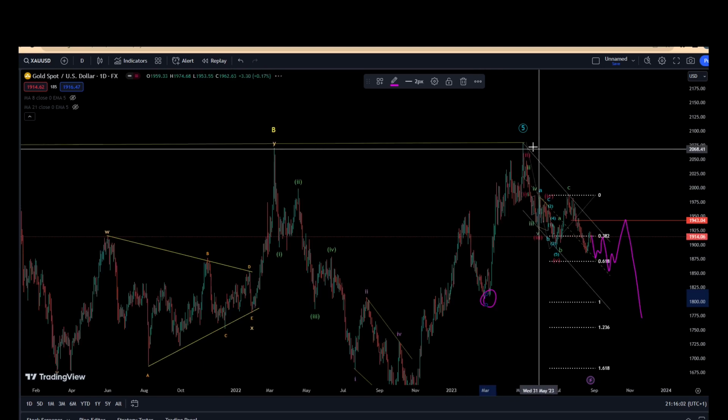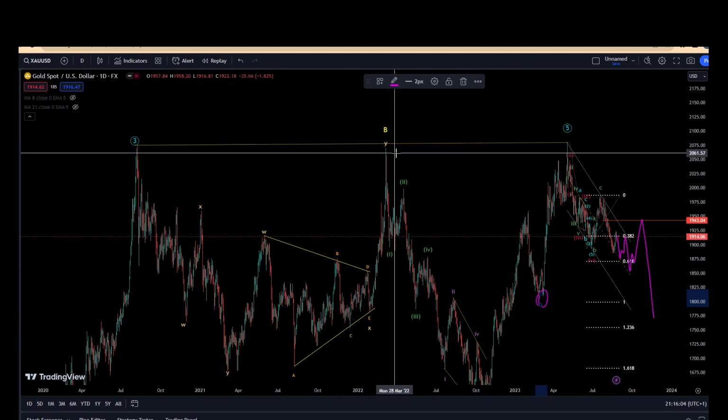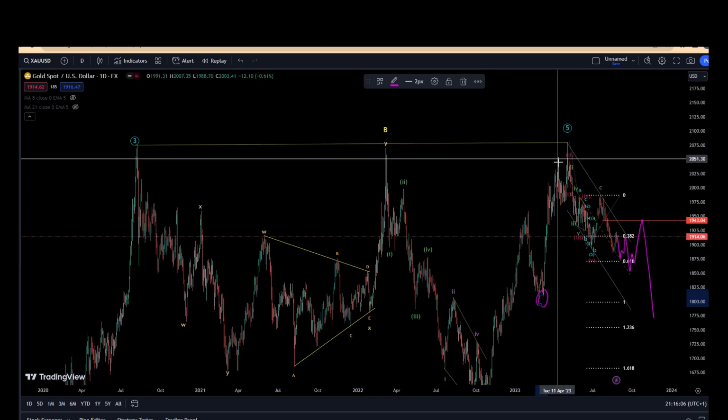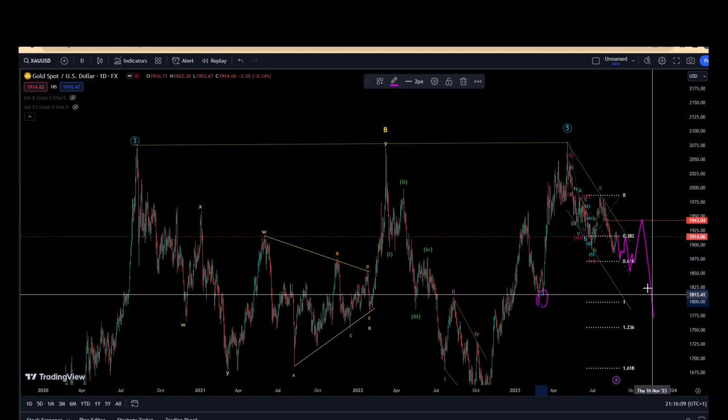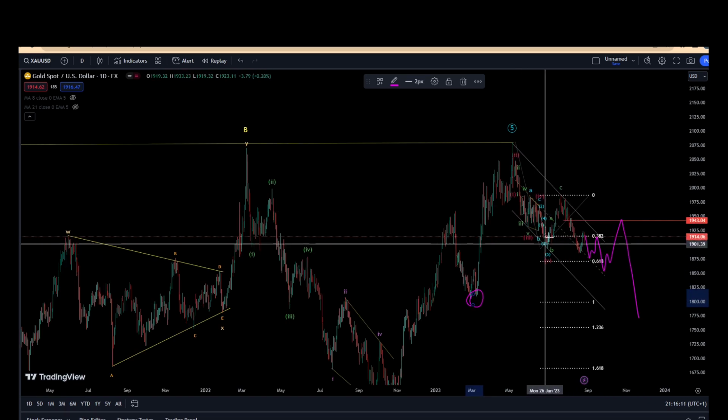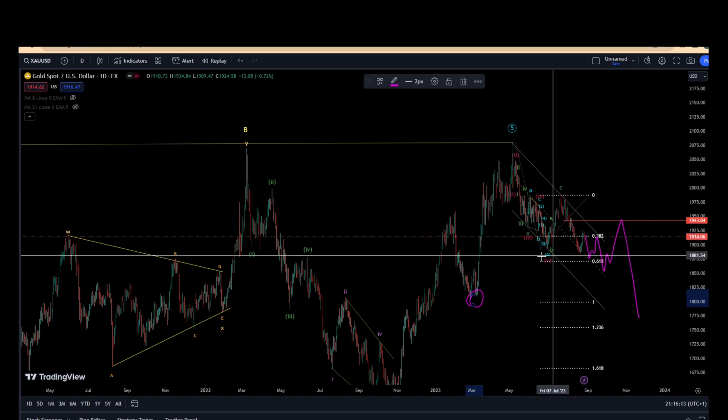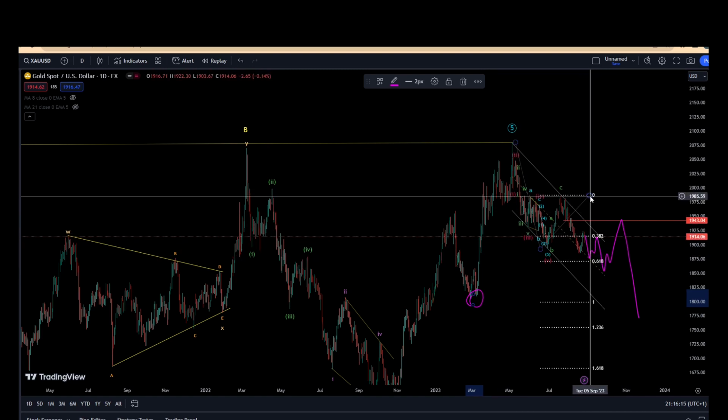We have reached huge levels of resistance, you can say our highs, and we started to fall short towards the downside. So just be a bit careful with this pair. And to me, this pair just screams bearish.